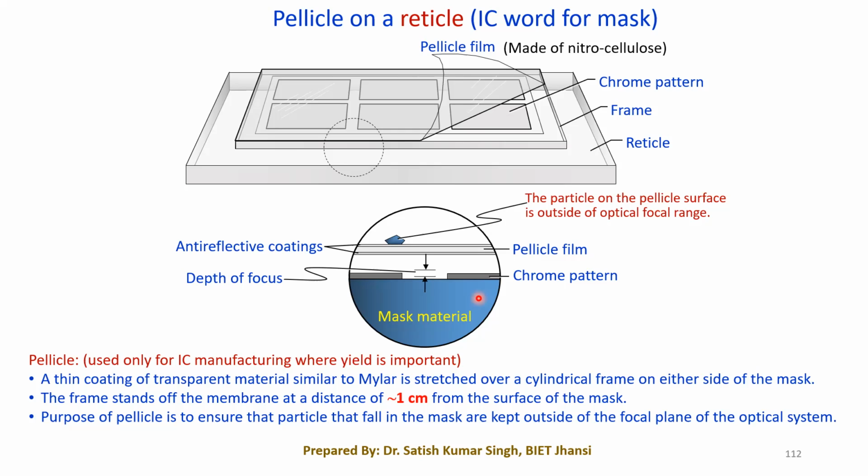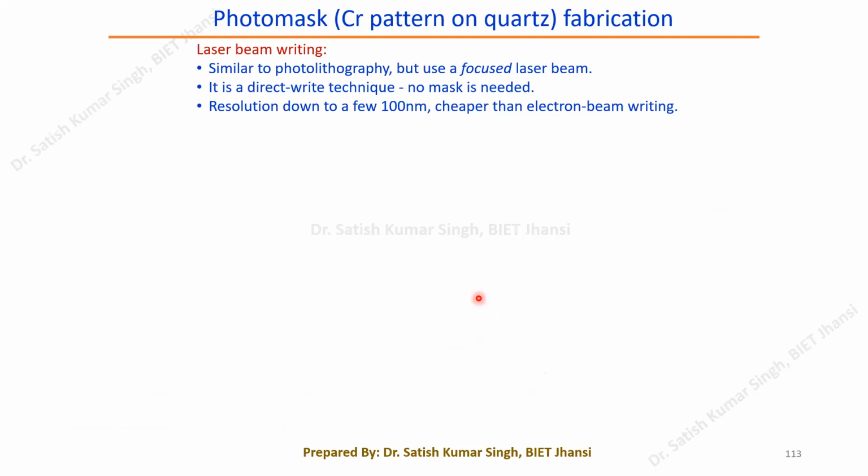So this is what a photo mask is. Now we have to understand how this photo mask is fabricated. The fabrication is nothing but a direct writing technique. So that you understand how it can be fabricated: as I said, the photo mask is nothing but a chromium pattern on quartz.